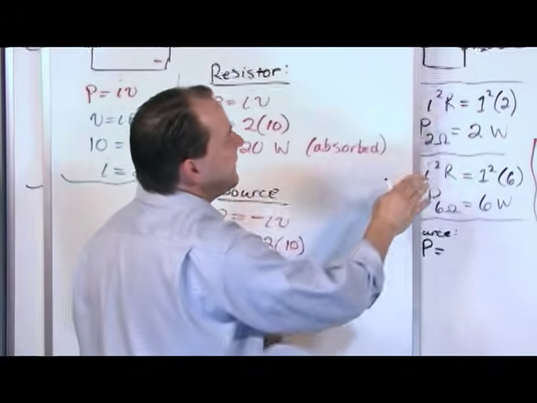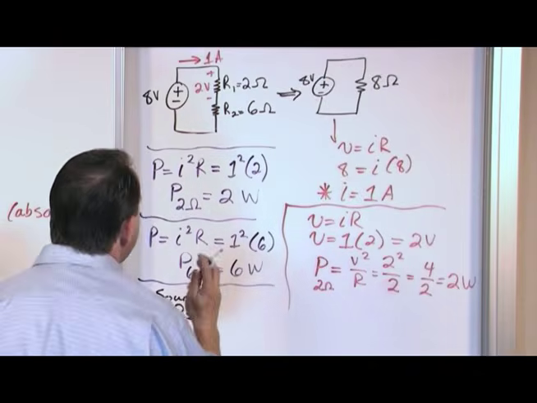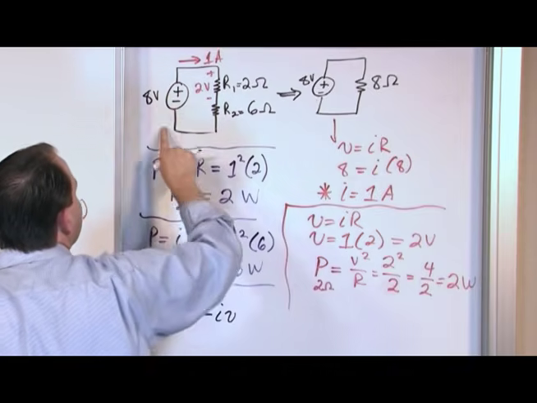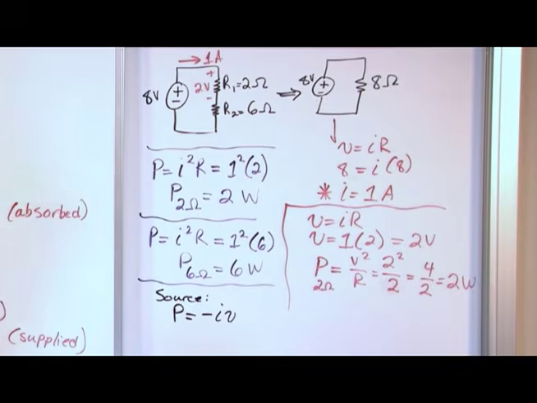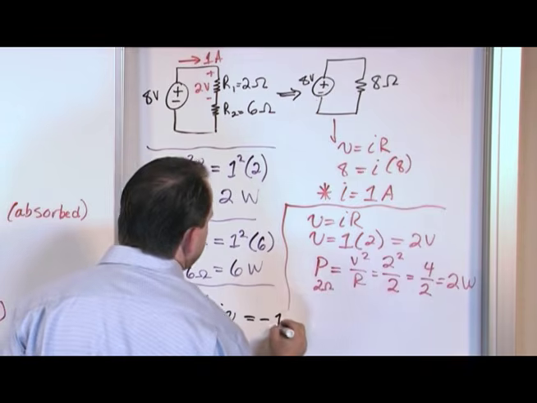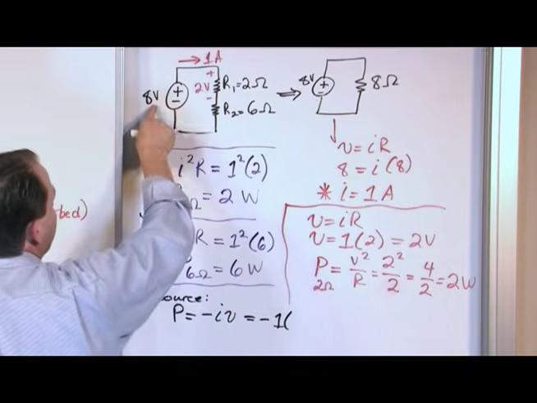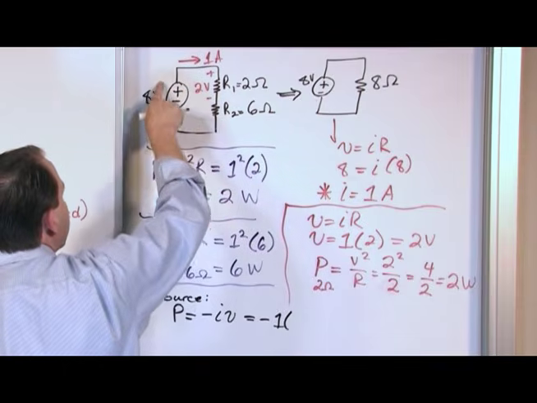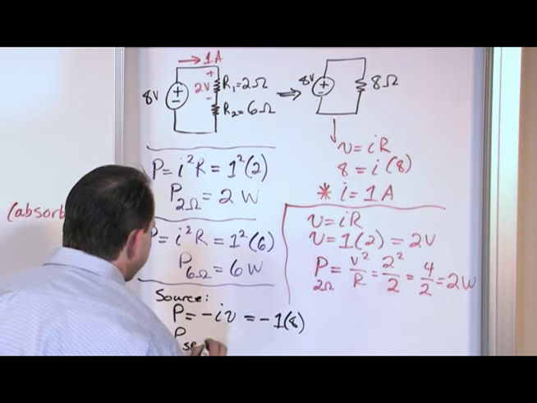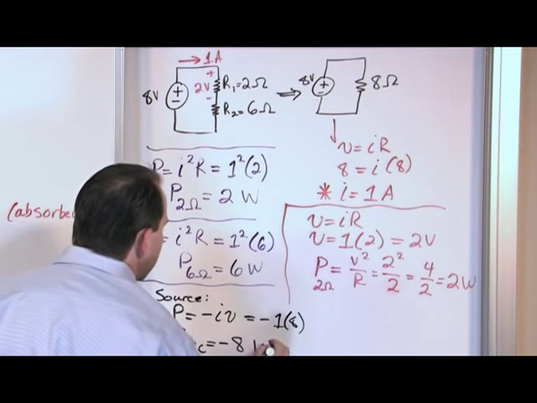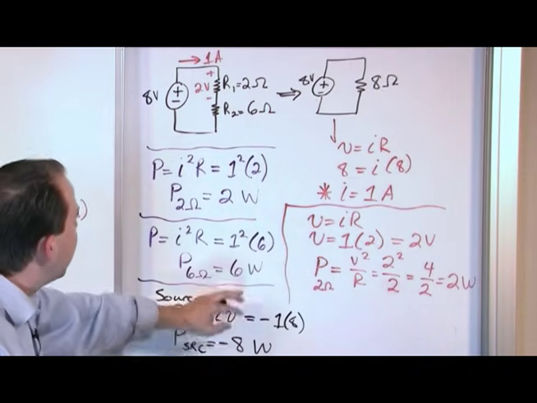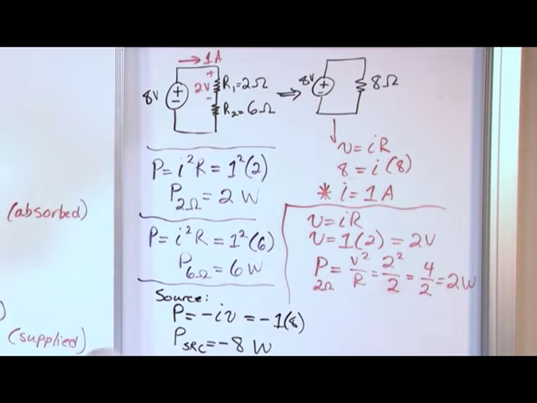So even if you had no idea that this was a voltage source, you would be able to figure out that it should be negative IV simply because you have positive, negative, and a current going against the grain. All right, so negative IV is equal to negative, the current is 1, the voltage is 8. So the current going through this device is 1 amp, 8 volts. So the power of the source is negative 8 watts. 8 watts balances with 2 plus 6, which is 8 watts. And this means power is being delivered, and these positive numbers mean power is being absorbed.